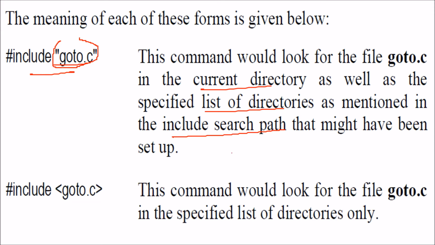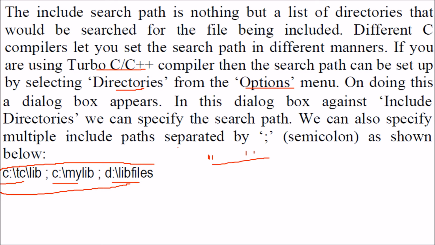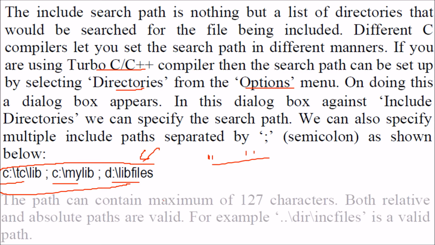If you have angle brackets, this command will look for the file goto.c here only in the specified list of directories. And this specified list of directories, if you are talking about the Turbo C compiler, you will specifically give by selecting directories in options, and all these paths you give in that text box separated by a semicolon. So it will search in all the selected directory paths, whereas if you use double quotes, it will search in the specified directories also, and in the directory where you are, right?